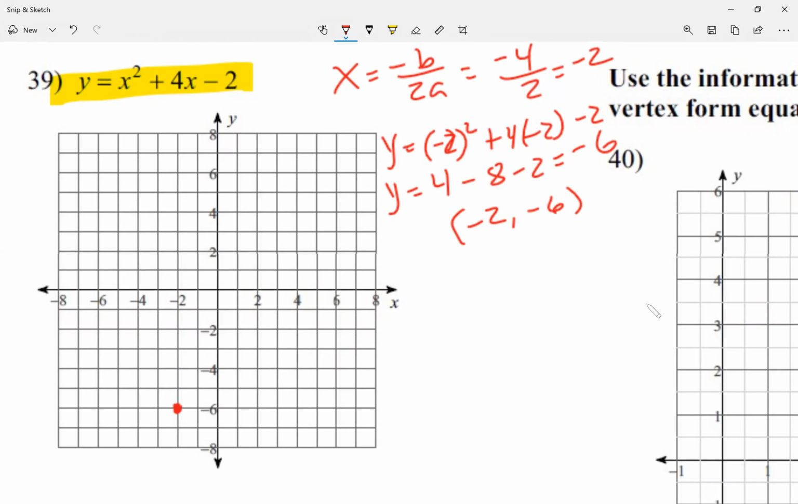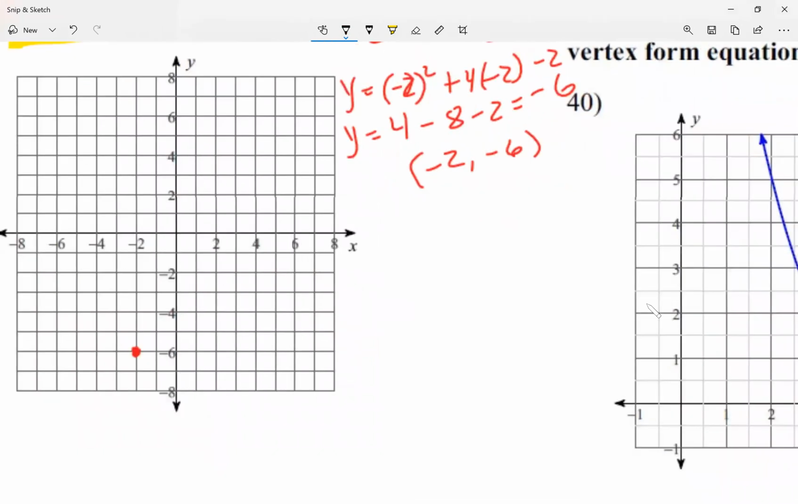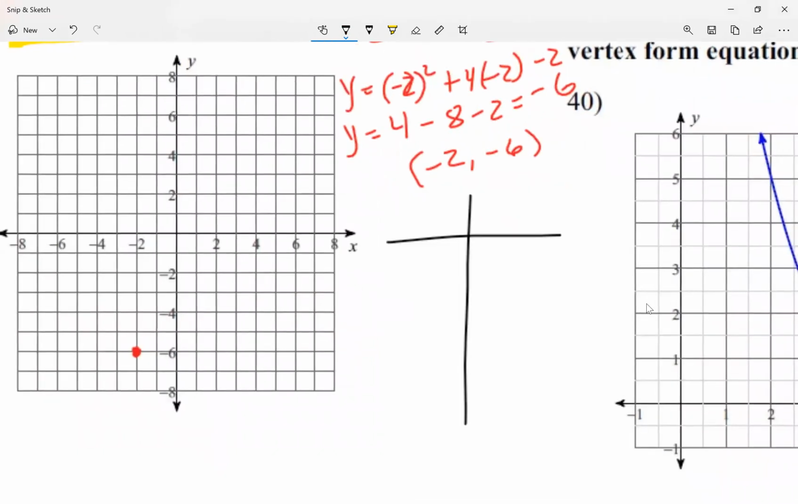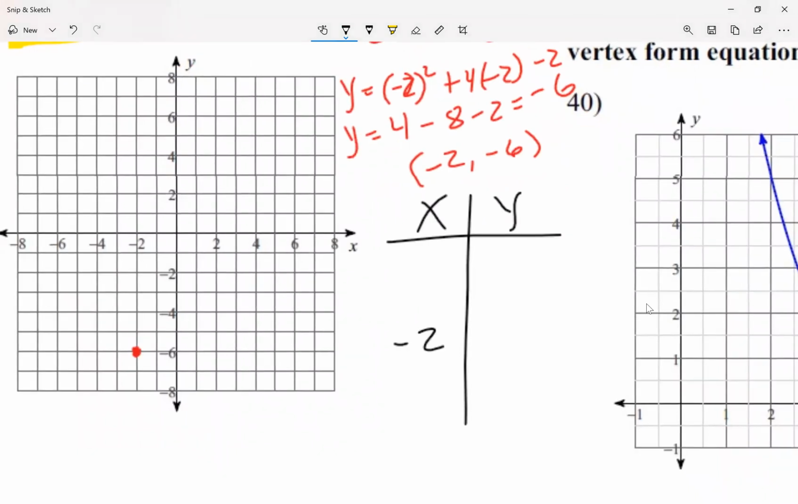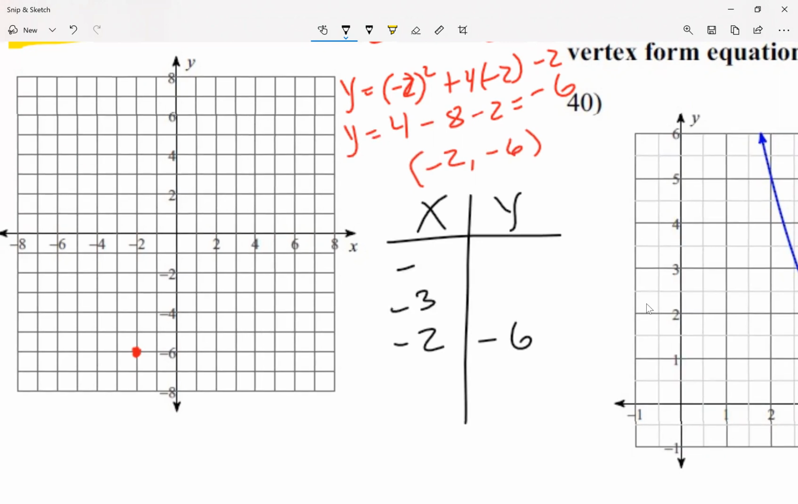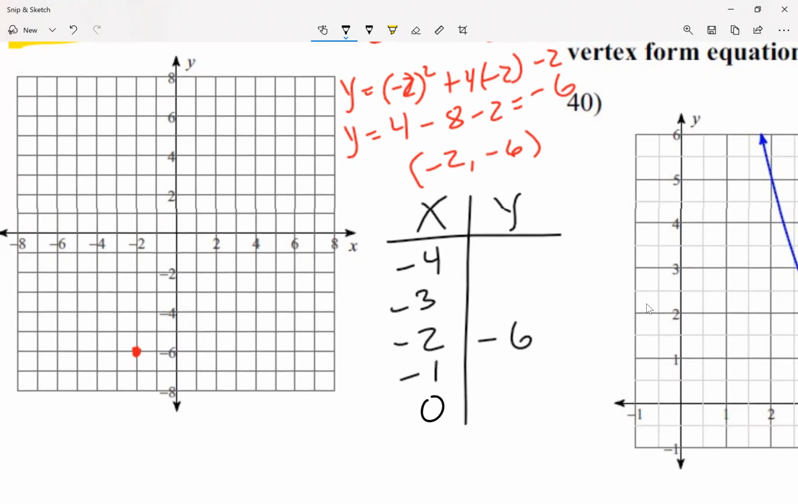Now I need to create a chart. Create a chart of x and y values. So I'm going to put my vertex in the center: negative 2, negative 6. Let me choose two values that are less than negative 2 for my x value. So let me choose negative 3, negative 4. Let me choose two consecutive values that are higher than negative 2. Let me choose negative 1 and 0.